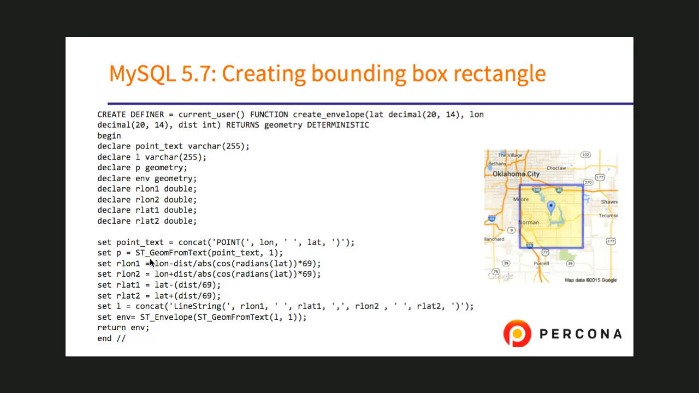So I have created this stored function, which is called create envelope here. It will take 3 parameters: latitude and longitude of a point, and the distance. So in the example here, we are creating a bounding box with a 10 miles radius around our point. Again, the whole idea of this bounding box is to restrict the number of points that MySQL is searching.